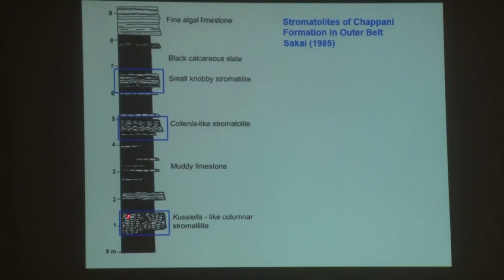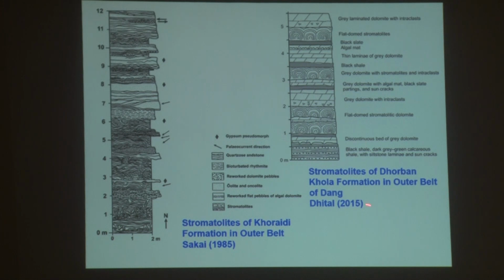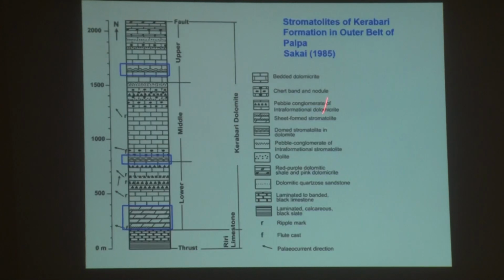And in the Kathmandu area, we have quite different types of stromatolites. And in other parts of the country, we have a variety of stromatolites; in Dam, we have quite different ones. So in Kerala, we do have stromatolites here and here.